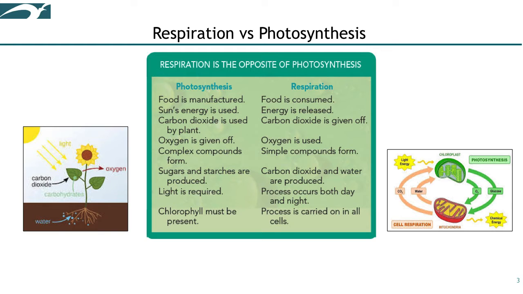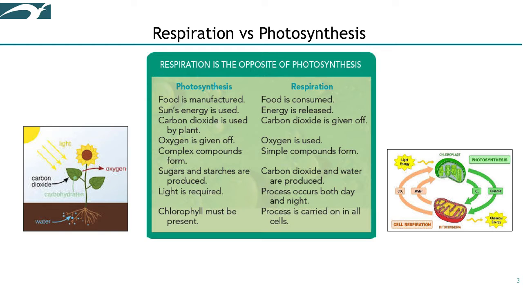Respiration versus photosynthesis. You have the opposite going on in this case. In photosynthesis, food is manufactured. In respiration, food is consumed. In photosynthesis, the sun's energy is used. In respiration, the energy is released. Carbon dioxide is used by plants in photosynthesis and given off by the plant in respiration. Oxygen is given off in photosynthesis, whereas oxygen is used in respiration.